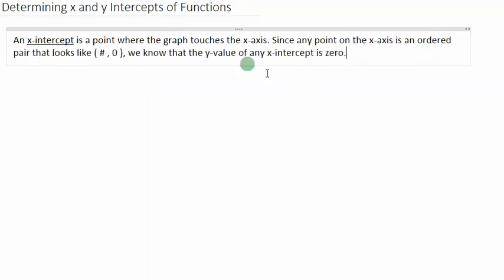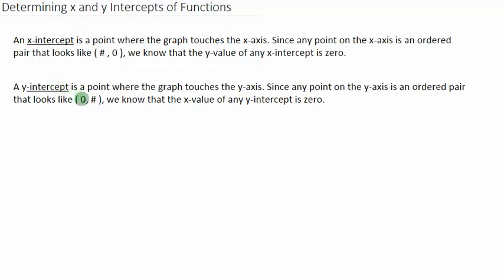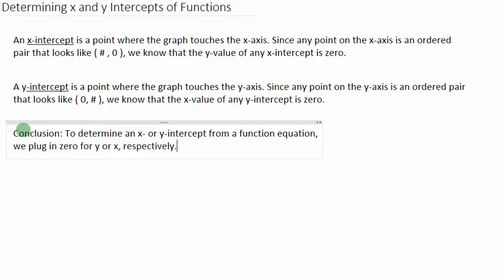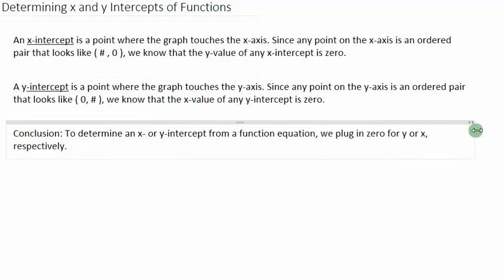We'll do the same statement here about a y-intercept. So y-intercepts have an x value of 0, okay? And so let's actually determine these. So the conclusion here, to determine an x or y intercept from a function equation, we plug in 0 for y or x respectively. Okay? So we will use that fact to work some problems now.